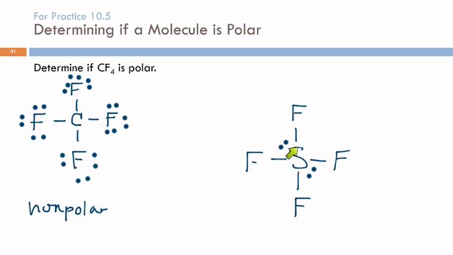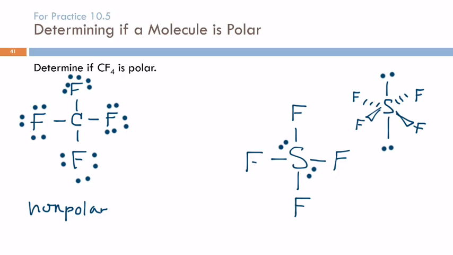But let's think about this. How many electron groups on the central atom? 6. So that makes an octahedral shape, right? Where are the lone pairs going to go? They're going to go on the top and the bottom. So we're going to have sulfur with a lone pair on the top and a lone pair on the bottom. And we're going to have a fluorine coming out this way and a fluorine going out that way. Fluorine going back this way and a fluorine coming out this way.